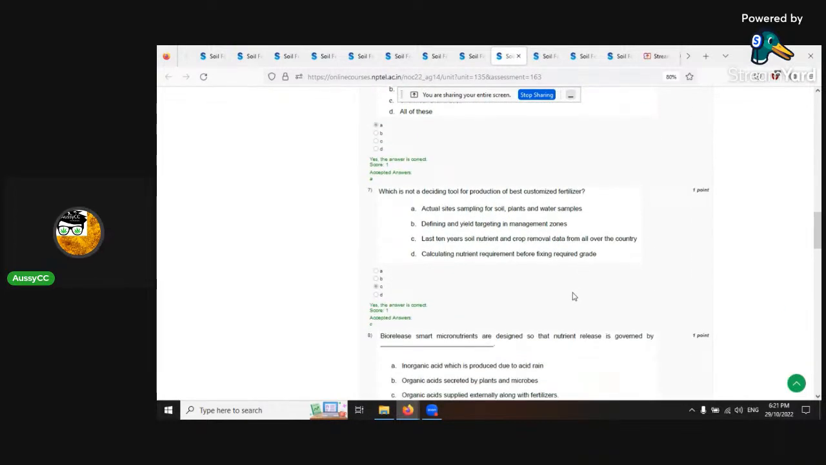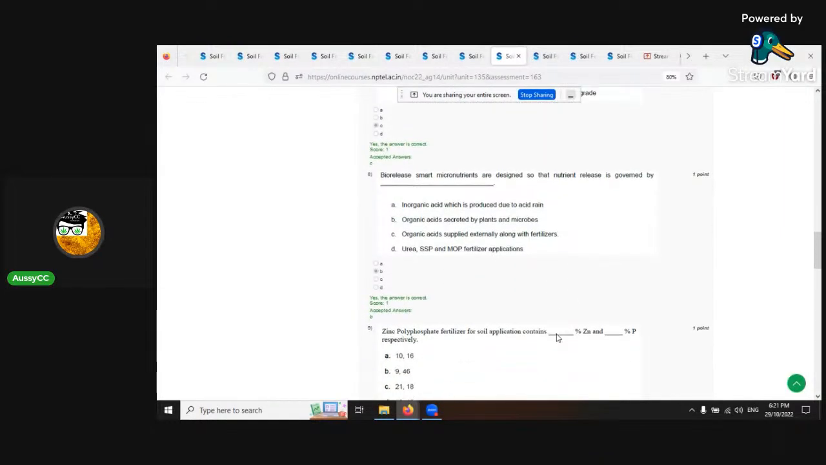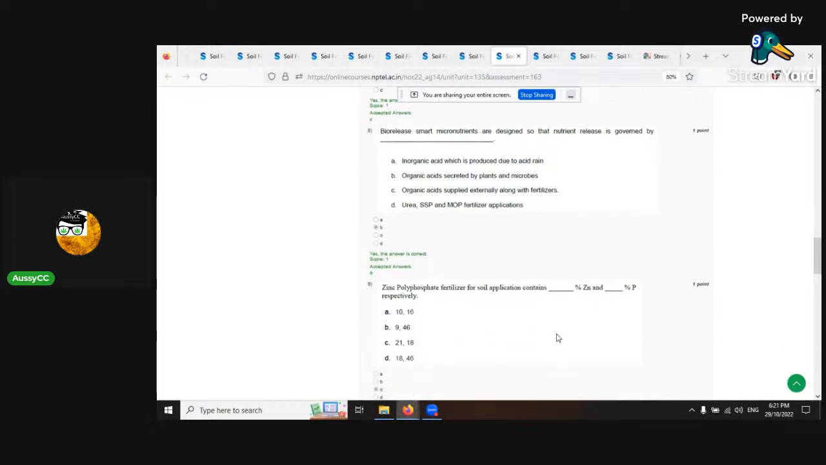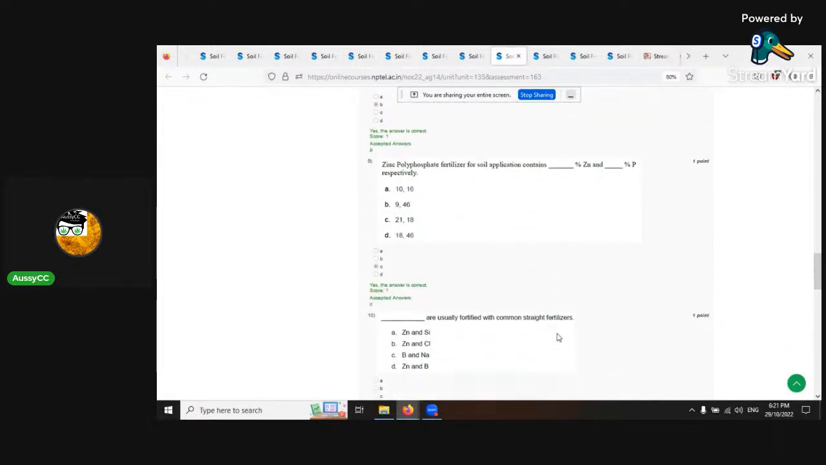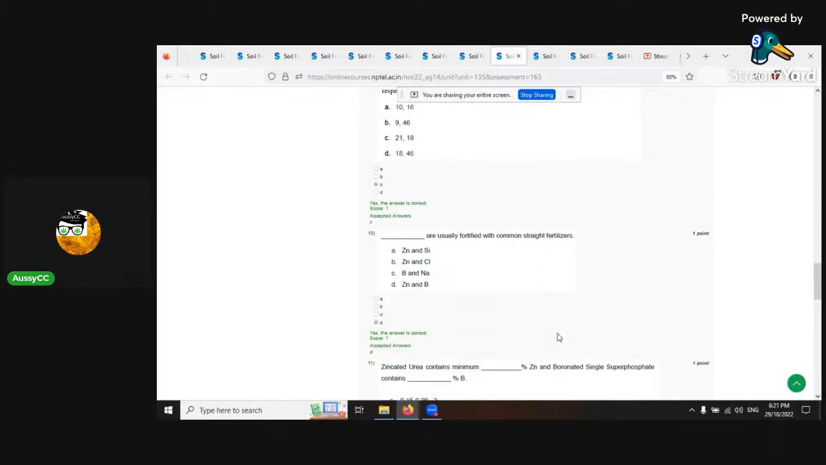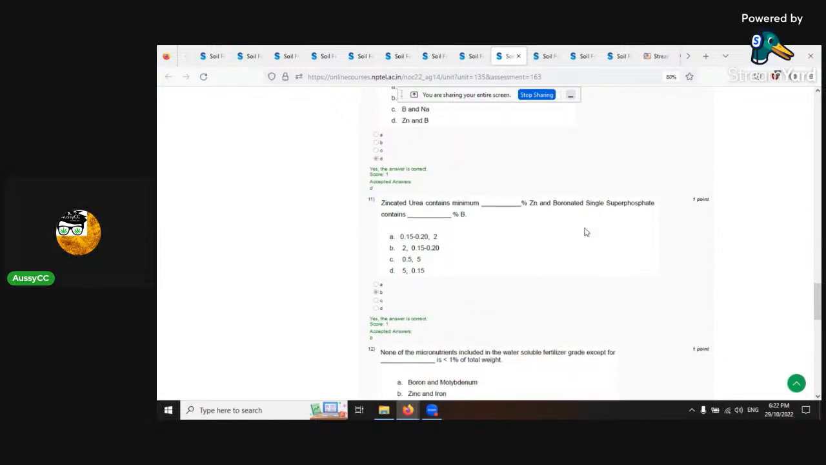Bio-release smart fertilizers are designed so the nutrients released are governed by the organic acids and secretion from the exudates and microbes. Zinc polyphosphate fertilizer for soil applications contains, I think, 21 and 18. Something you use to fortify common straight fertilizers. You want zinc and boron. Zinc-coated urea contains a maximum of 2% zinc and 0.15 to 0.2 boron.